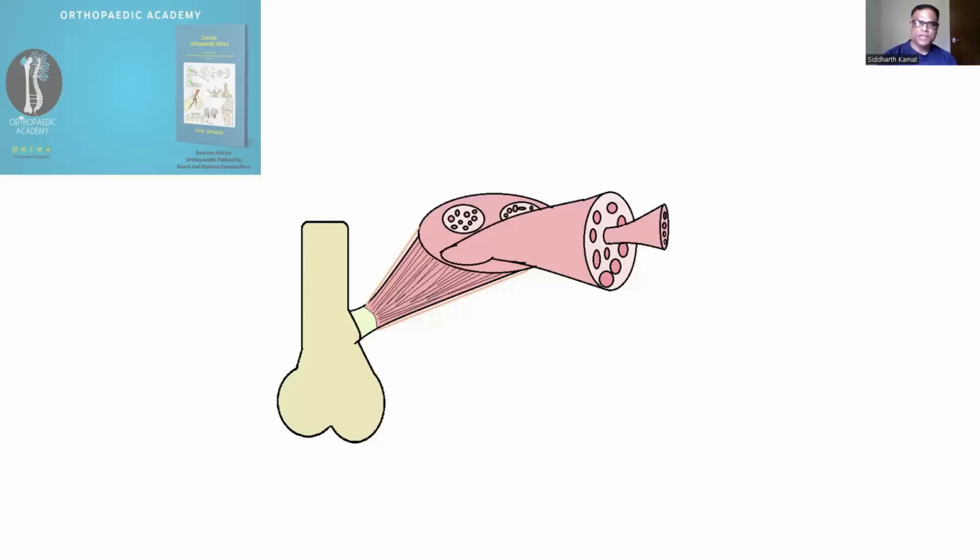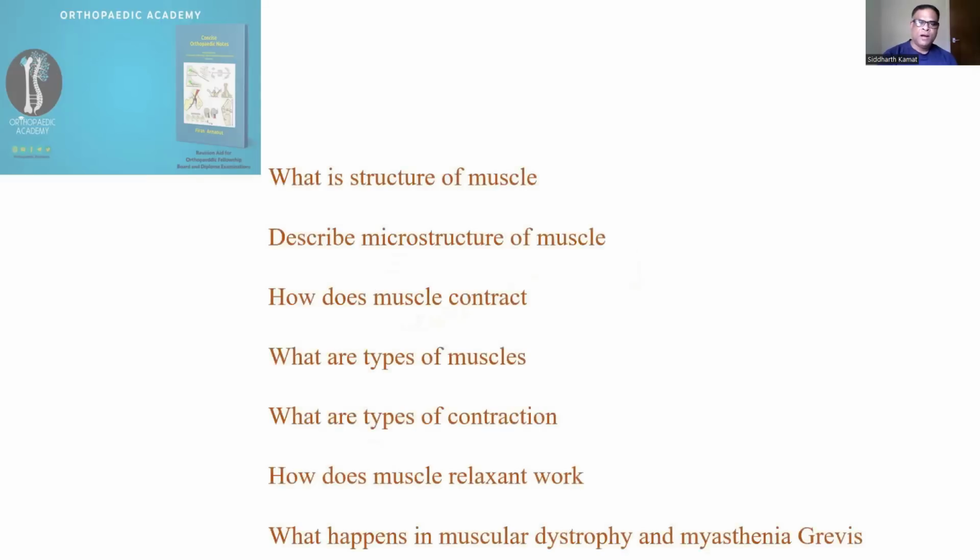The various questions which can be asked are, what is the structure of muscle? Examiner is asking you, what is the gross structure of muscle? So individual muscle is encapsulated in a fascia called epimysium. And under this epimysium, you have small groups called fascicles, which are lined by perimysium. And in the fascicles, there are muscle fibers which are surrounded by endomysium.